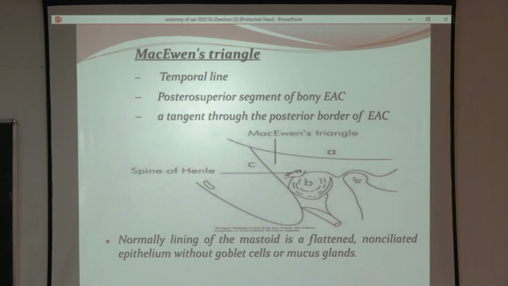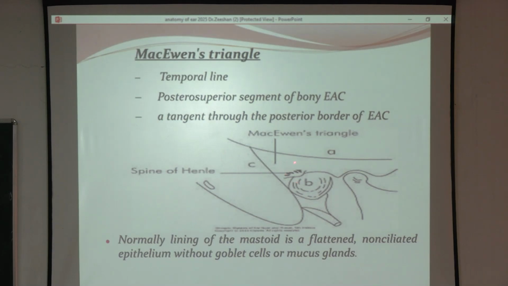This is important. What is McEwen's triangle? It is the surface landmark for the mastoid antrum. एग्जाम में ये आपसे पूछा जाएगा. ठीक है? कहाँ पे होता है? टेम्पोरल लाइन, सुपीरियर टेम्पोरल लाइन हुआ. ठीक?